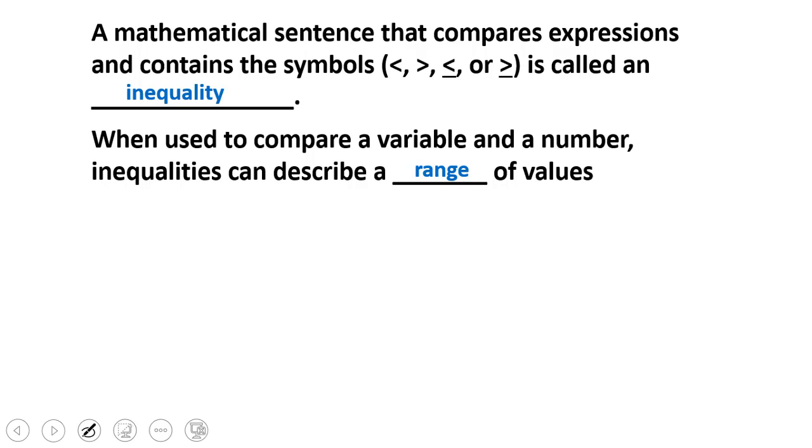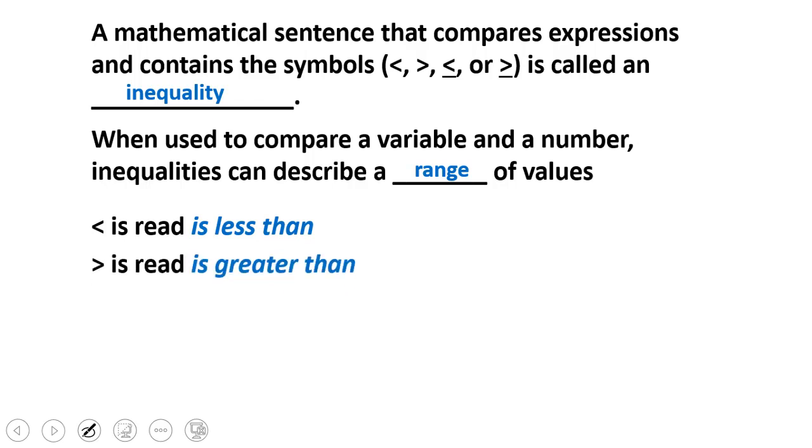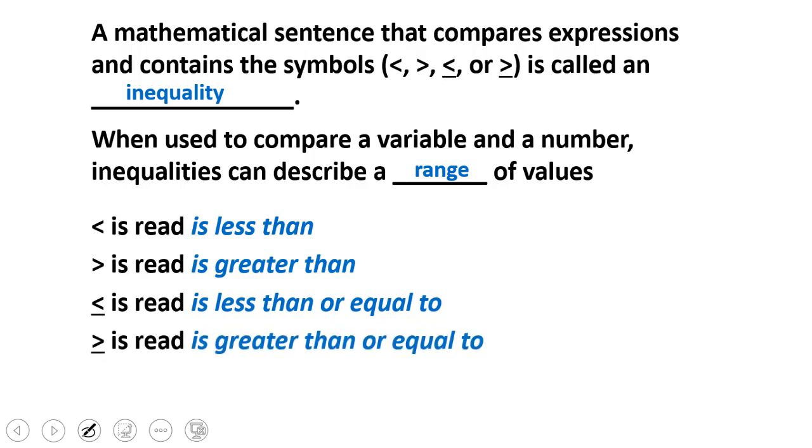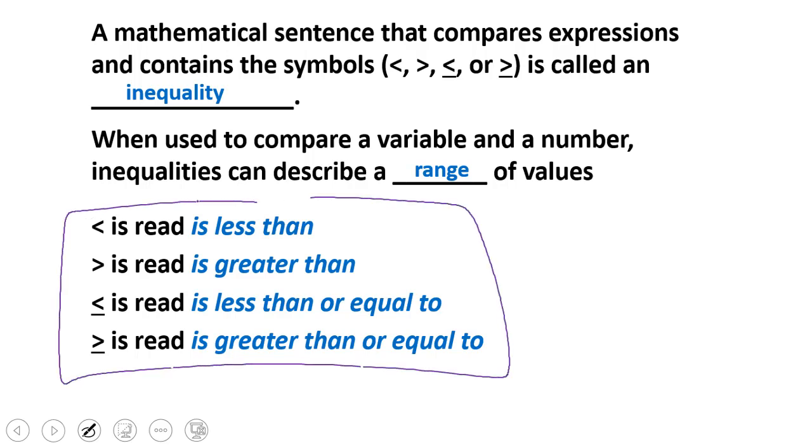Ladies and gentlemen, and then, of course, here are those inequality symbols again. Less than is read as less than. The next one is the greater than symbol. The third one is the less than or equal to symbol. And the last one is the greater than or equal to symbol. So if you need to, pause the video and write this down. Of course, before you pause, listen to this so you can write it if you need to.